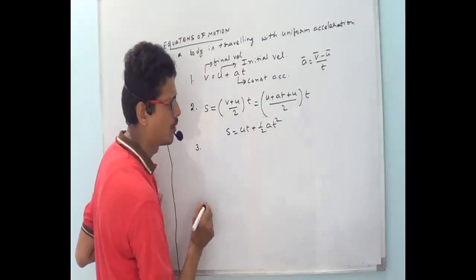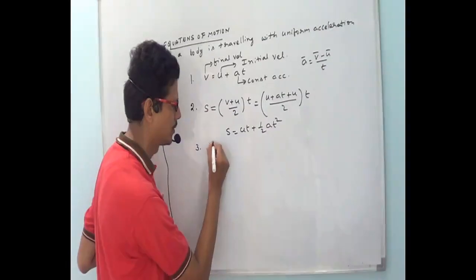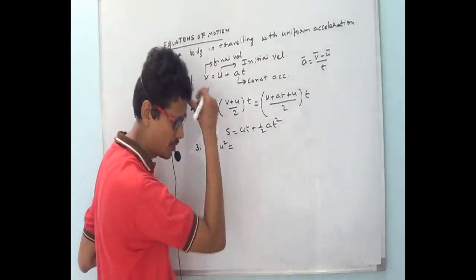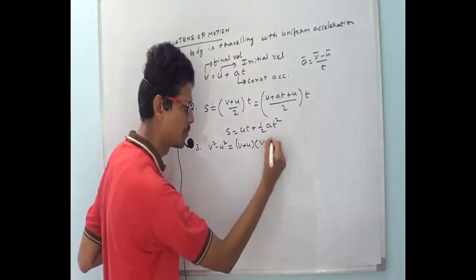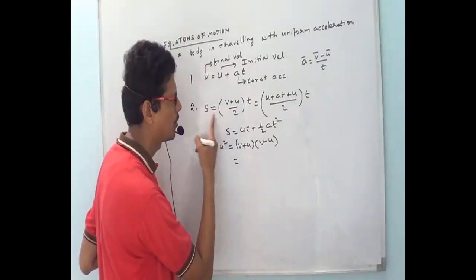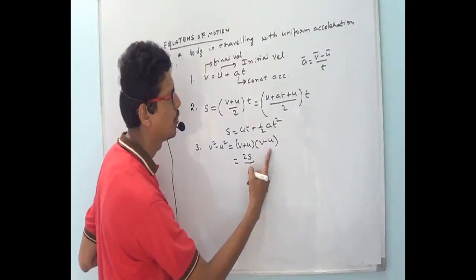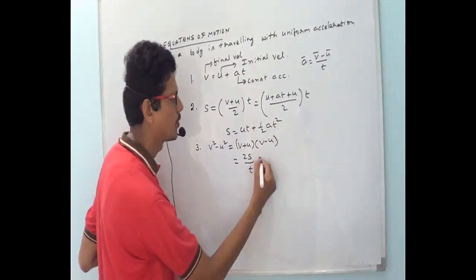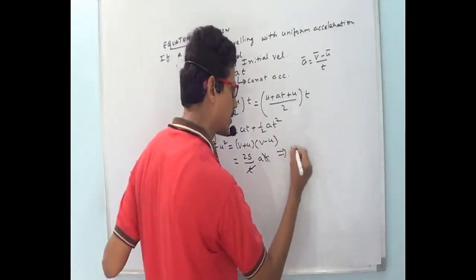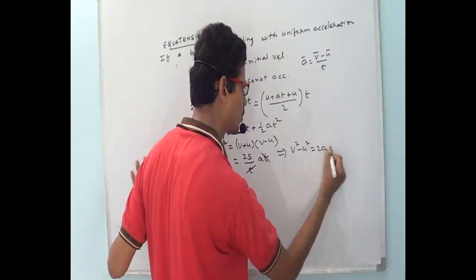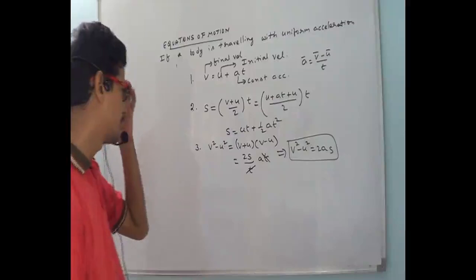Next term, what is that? V square minus U square is equal to 2AS. How we got this? This is V plus U into V minus U. V plus U is nothing but 2S by T, and what is V minus U? V minus U is AT. So that implies this is the third thing, V square minus U square is equal to 2AS.